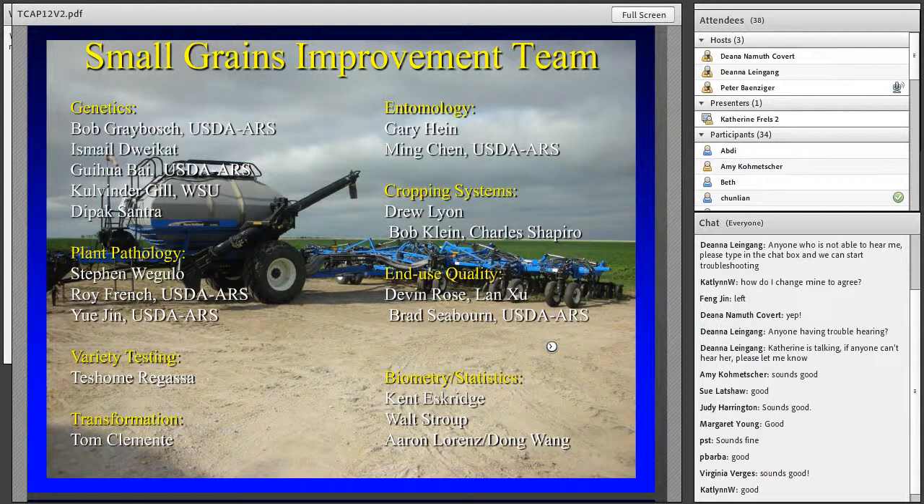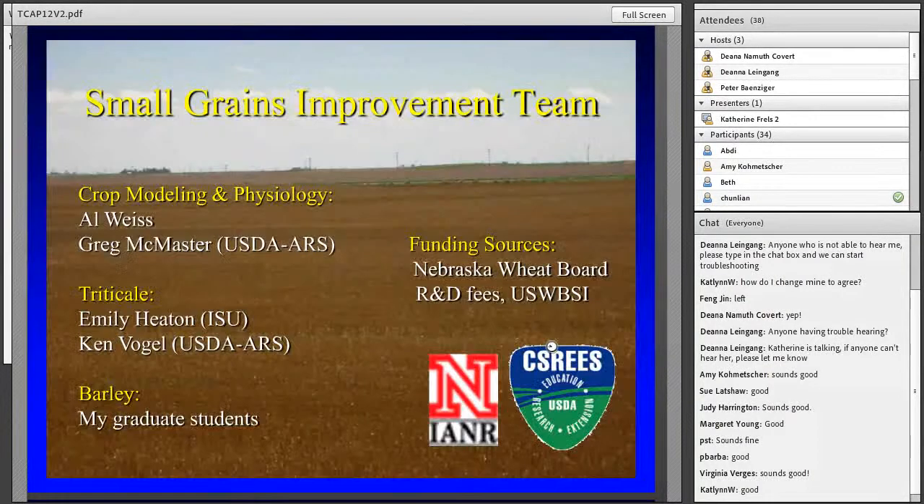We do a lot of cropping system research. We've got very good end-use quality efforts. We have our own milling and baking lab here. And then one of the strengths of the University of Nebraska happens to be its biometry and statistics department. And a lot of that's now moving into genomic selection, which is another time perhaps we'll discuss. We also do modeling and physiology, and that's actually unfortunately getting weaker. Al's retired, but we still work with Greg McMaster.